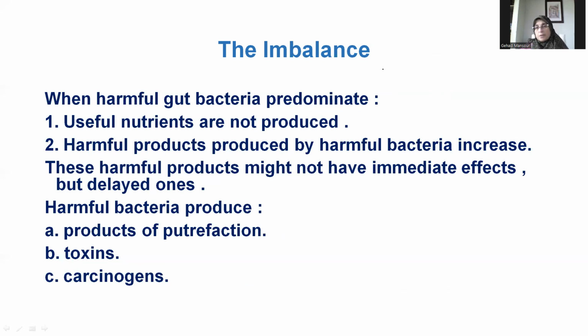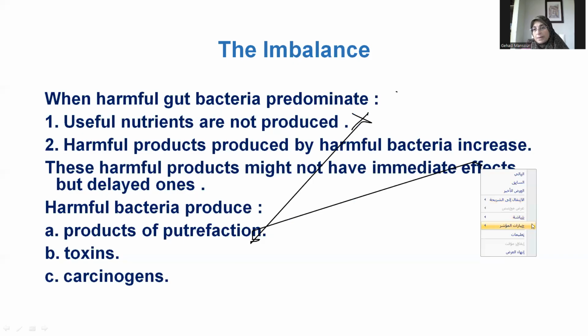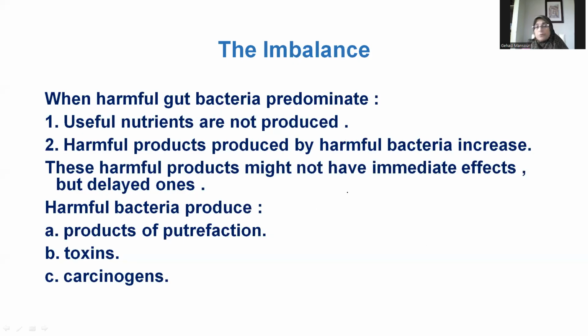We have said that useful bacteria should be 85% of the whole population of bacteria. If the opposite occurs and the harmful bacteria predominate, then first of all, we will lose the function of the useful bacteria. The useful organic acids and vitamins will not be produced. Not only this, but in addition to missing those useful nutrients, the harmful bacteria will produce toxic substances.